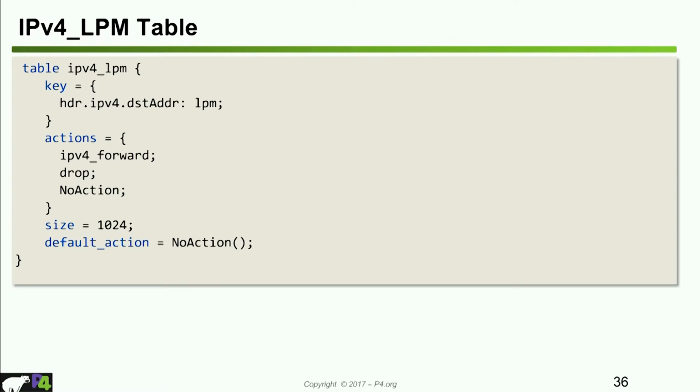So here's what that routing table that we just described would look like in P4. As I mentioned, the key is the IPv4 destination address, and we specify a match type of LPM, which stands for longest prefix match. And the possible actions that can be invoked are IPv4 forward, drop, or no action. And we specify that the table should be allocated with enough room for 1,024 entries, and the default action should be no action.